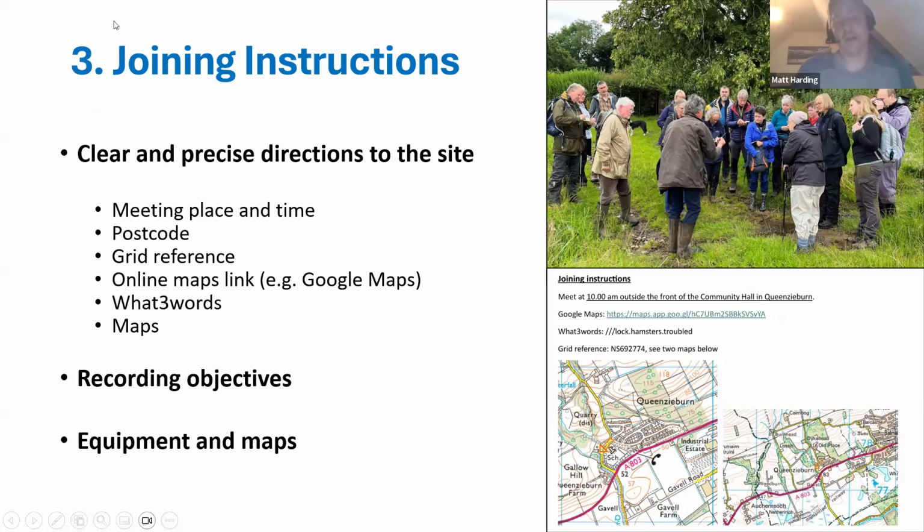Another really important thing to think about before the event itself is the joining instructions. The crucial thing is to provide clear and precise directions to the site. Now, traditionally, that was a grid reference along with your meeting place and time, but the youth of today now uses a whole range of other things. Online maps with Google Map links to the location. What3words, which is a thing that I only came across when I started up a local botany group and was lambasted because I wasn't using what3words. And of course, printing off maps or photocopying maps, whatever it is, to show people where they need to go.